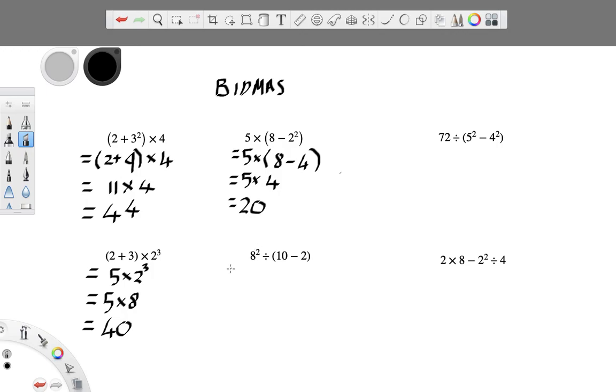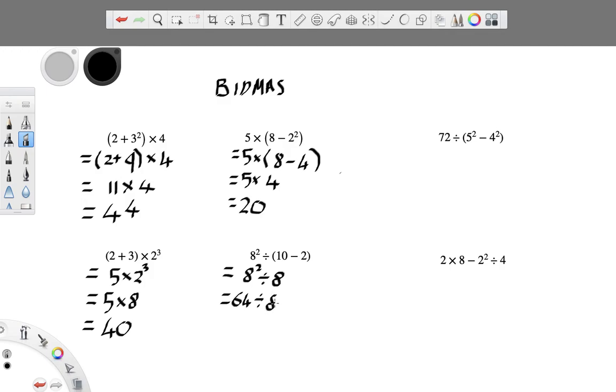Okay, so next question is 8 squared divided by 10 minus 2. Again, BIDMAS tells us work that bracket out first. So we leave the 8 squared because we haven't done anything with it. We'll leave the division alone because again we haven't done anything with it. Work the bracket out. 10 minus 2 is 8. We know what the value of that bracket is. We don't need the brackets anymore. We move along. Have we got any indices we can work out? Yep, we've got 8 squared. 8 squared is 8 times 8, which is of course 64. We leave the division and we leave the 8 because again we haven't done anything with it.